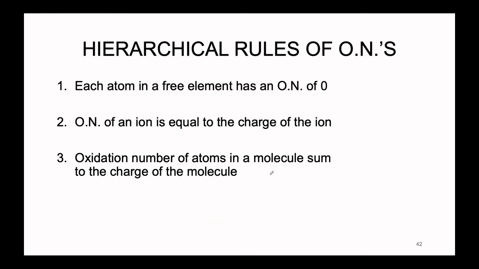Okay, well, in order to determine what the oxidation number is on a certain elemental species, we are going to be learning the hierarchical rules of oxidation numbers, or ONs. All right, so the reason why we break down the means with which we determine oxidation numbers in these hierarchical rules is because rule number 1 is the most important.